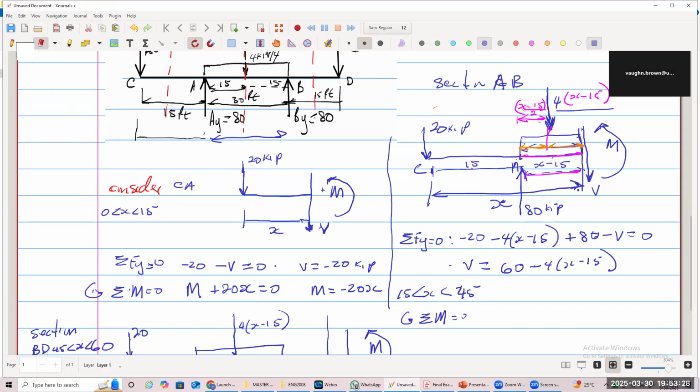Let's rewrite that. All right, let's go again. So let's say that you're writing, so the first moment you have a positive moment, you write it down. Then the next one would be a positive 20x because it's 20 times x, your distance x. And then now the next one would be the 80. So the 80 is going to be minus 80 times, remember it's going to be x minus 15 for that section, right? Because remember, it is x minus 15 for that section there.